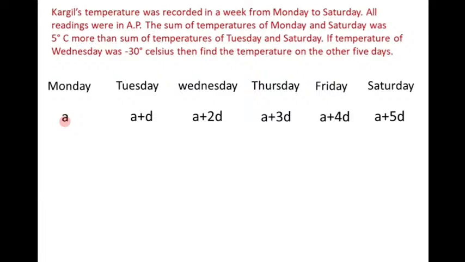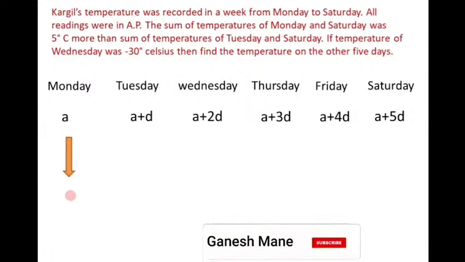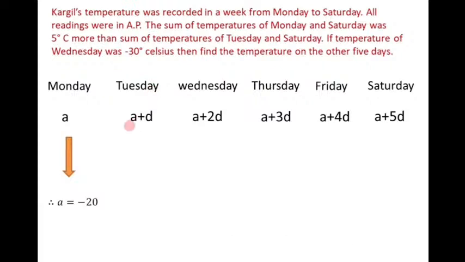So a, that is the first term, we have just found to be minus 20. So the temperature on Monday was minus 20 degrees Celsius. On Tuesday we have a plus d, that means we have the equation a plus d, that is minus 20 minus 5, which is equal to minus 25. So on Tuesday the temperature was minus 25 degrees Celsius.